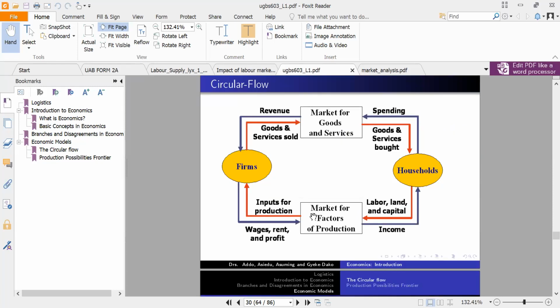So you can take it from any angle. We can take it from the market for factors of production. You can see the factors of production, capital and labor. People give those factors of production, their labor, their land, to firms. If you take the red arrow going to the left side, they give it to firms. Firms use these factors of production as inputs, and then they use the inputs to produce goods and services.